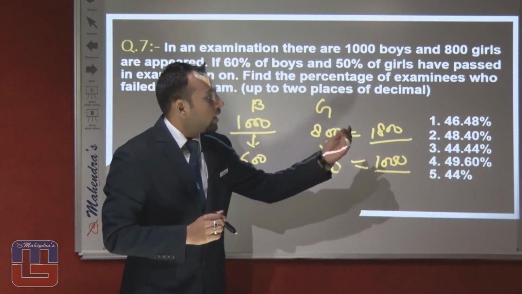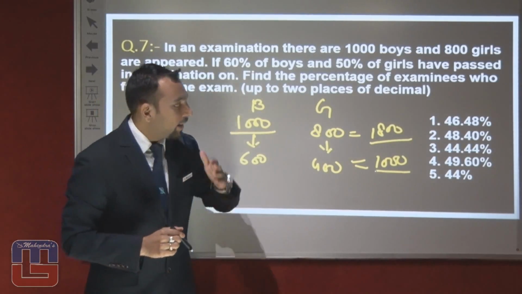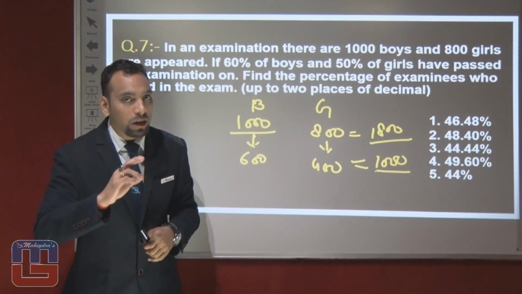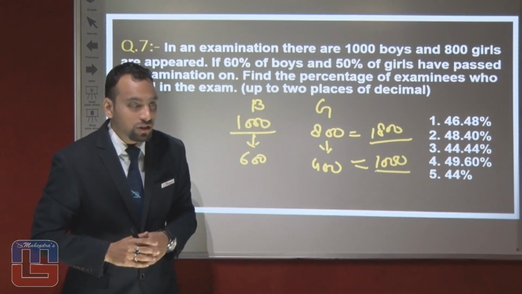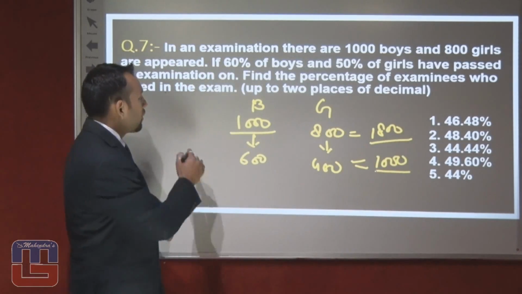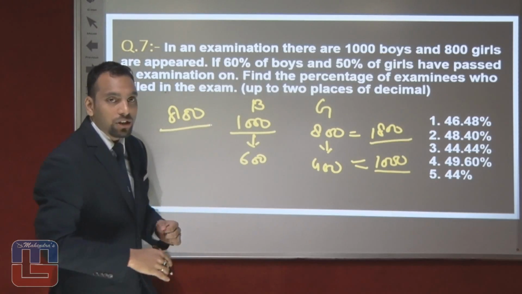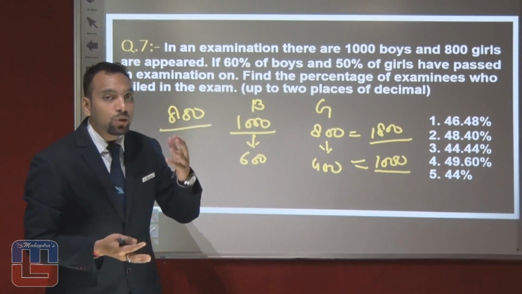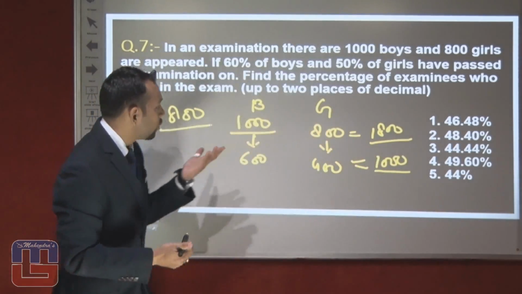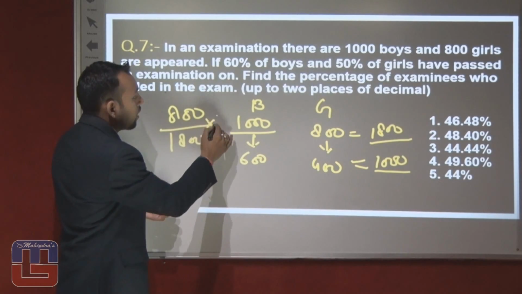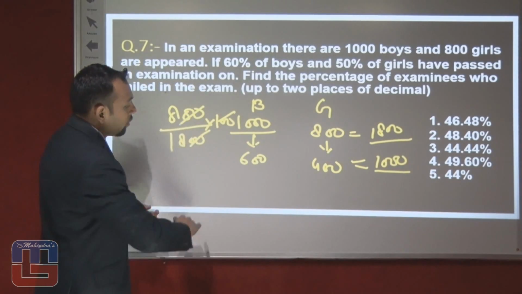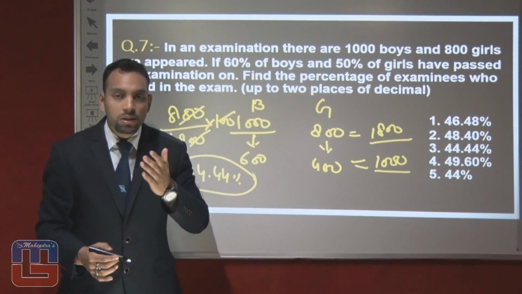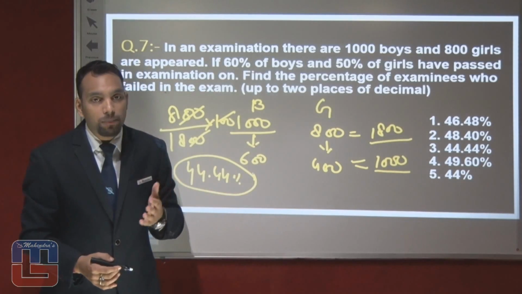So now see, if 1800 is the total number of students and 1000 have passed in the examination, how many students failed? It is clear from this data that 800 students failed in the examination, right? And you have to calculate the percentage. So this 800 will be calculated on 1800, into 100. If you solve this, you will get 44.44% approximately. So the answer of this question will be 44.44%.